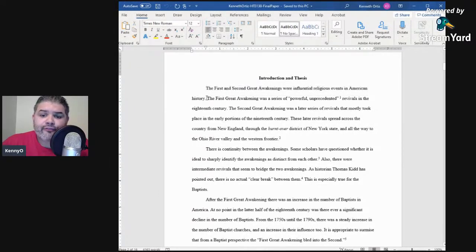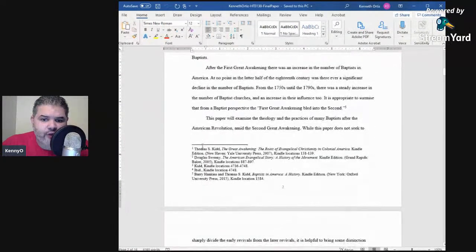Okay. The first great awakening was a series of powerful and unprecedented revivals. So this is a quote, right? So I've got a citation there, and this is from Thomas Kidd, who happens to be one of my professors, but he wrote it, and here's where he made that statement. Okay. I'm citing that there.